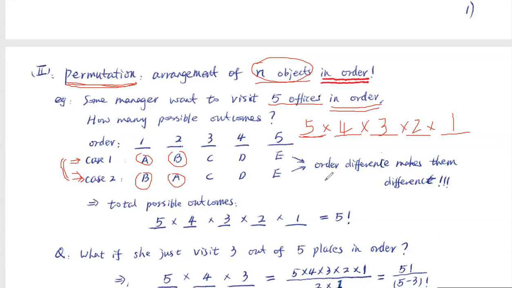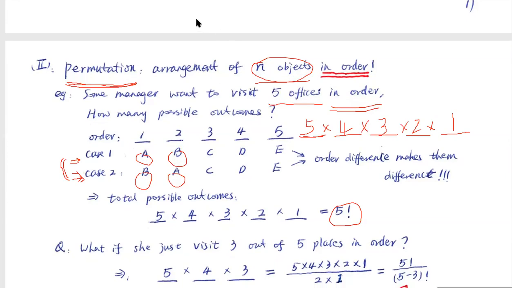What's the answer for that? You multiply these together and we can use the notation. What do we call this? 5 factorial. Everybody? Right? 5 factorial. That's the answer.